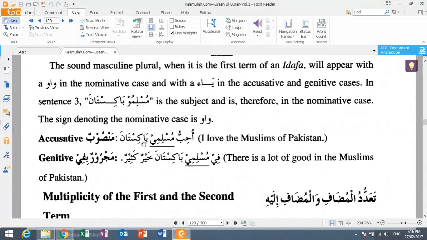In the nasb case it is Muslimi Pakistana, and in the rafa' case Muslimu Pakistana. Now this is because this is maf'ul, object, so Muslimi Pakistana. And the third, genitive case, fi gives the jarr: fi Muslimi Pakistana. So see, the nasb case and the jarr case are the same. Fi Muslimi Pakistana khairun kathirun. Wallahu a'lam.